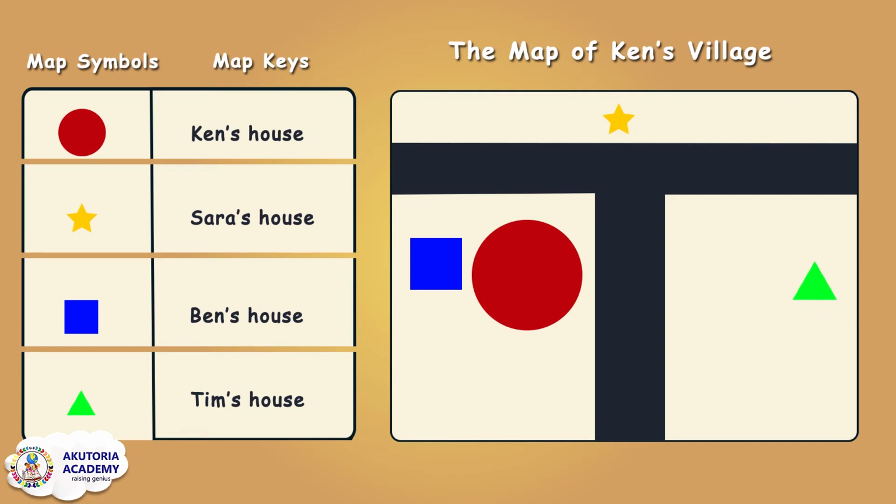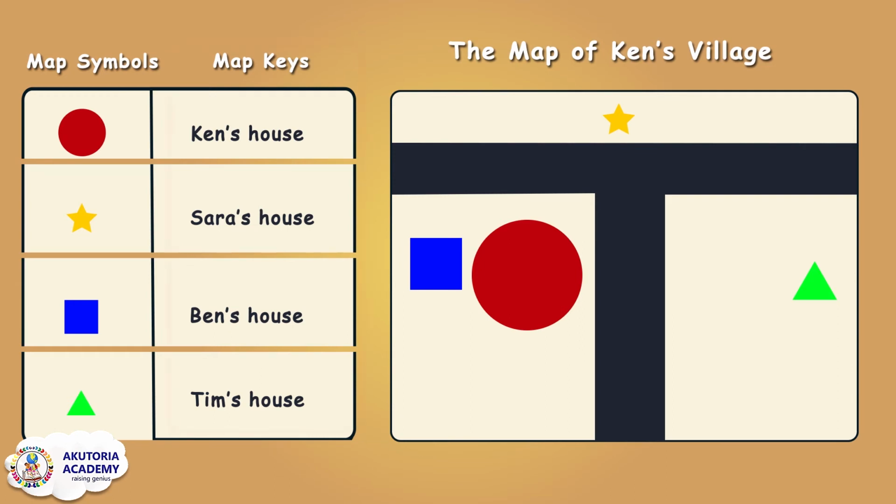The first is the circle, the big circle. And the circle from our map key is Kent's house. The circle there is telling us where Kent's house is. The star is telling us where Sarah's house is. Sarah is Kent's friend. And the star is saying Sarah's house is here.